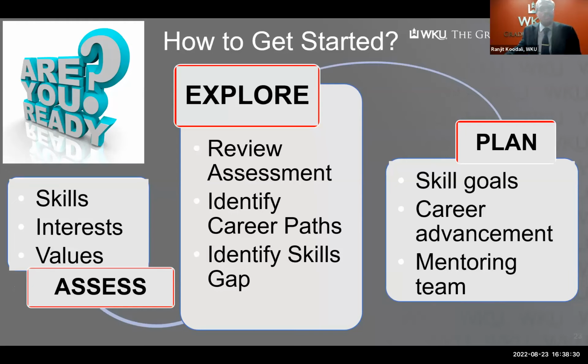So how do we get started? Just again, a good recap. Assessment covers skills, interests, and values. Then you explore: you review your assessment, identify your career paths, identify your gaps, and then plan to acquire your skills. This way you can advance in your career, but you'll also need a mentoring team as part of your planning process, because the mentoring team will consist of peers, faculty, or individuals in industry in leadership positions who can guide you and help you hone your skills.